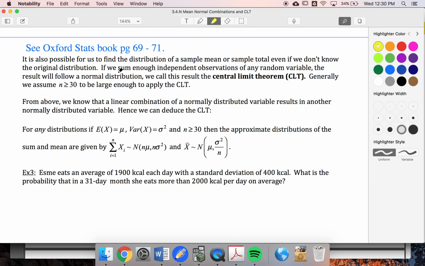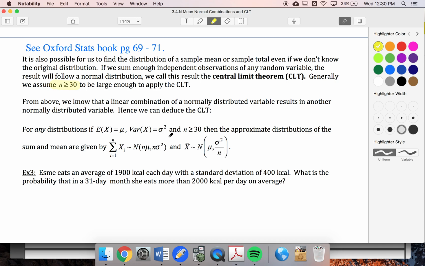So generally we define large enough to be n greater than 30, and then we can apply the central limit theorem. So if we have something happen more than 30 times, we're looking at an average over more than 30 days, like we are down here, something like that, we take a sample bigger than 30, we can apply the central limit theorem to say that because we've taken a large enough sample, our X bar is going to be normally distributed with the same mean and variance over the size of the sample that we took.